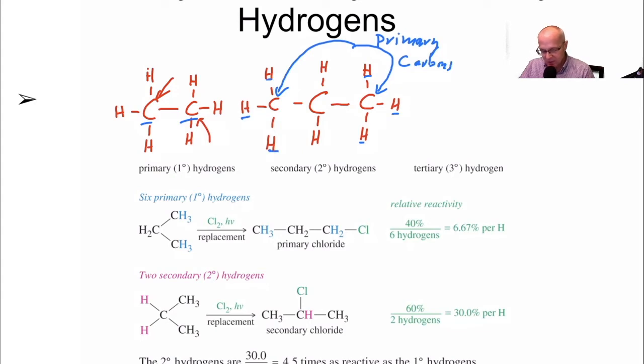These are primary hydrogens. Now notice, each one of these carbons has one other carbon attached to it. But this one in the center has two other carbons attached to it. This is known as a secondary carbon. And these things are secondary hydrogens.